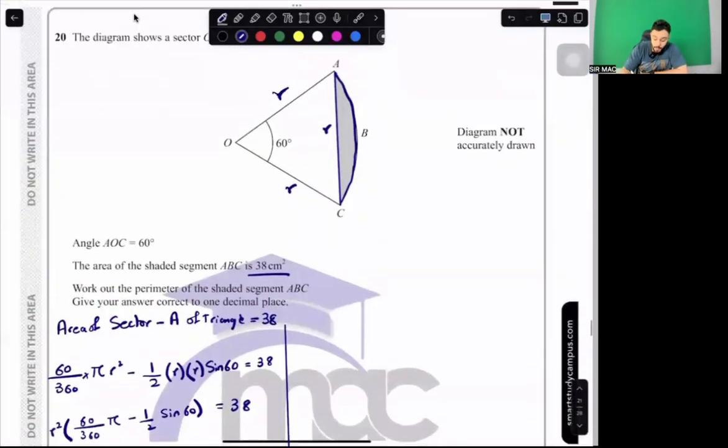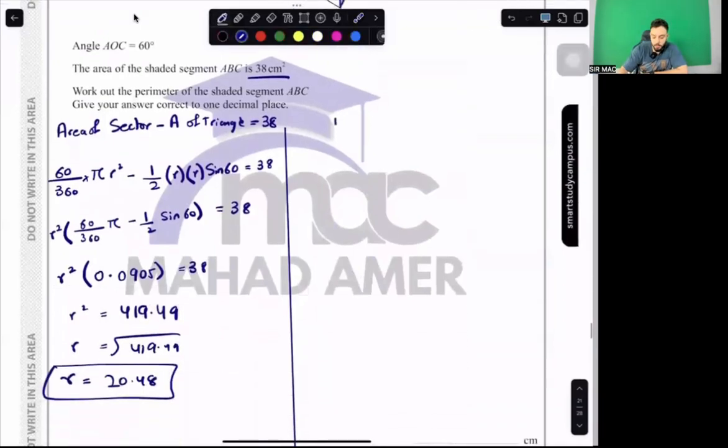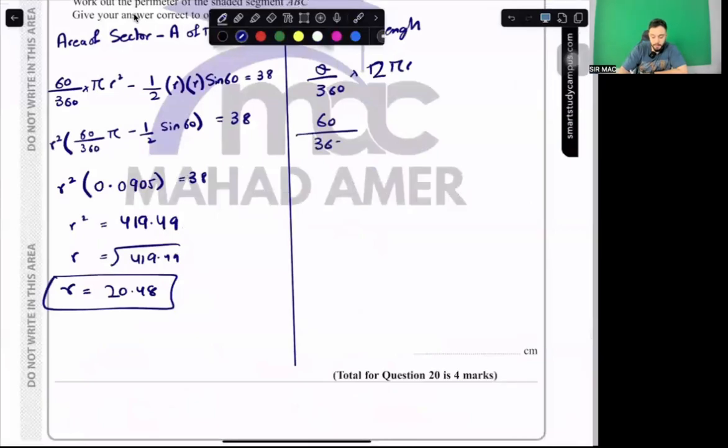Since they were asking you to calculate the parameter, you need the arc length as well. So the second part of the question is about the arc length. The formula for arc length goes like theta over 360 times 2 pi r. The angle is again 60 divided by 360 times 2 times pi, and the radius we just got, 20.48. From there, just plug it in a calculator: 60 divided by 360 times 2 times pi times 20.48. You would get the value as 21.44.